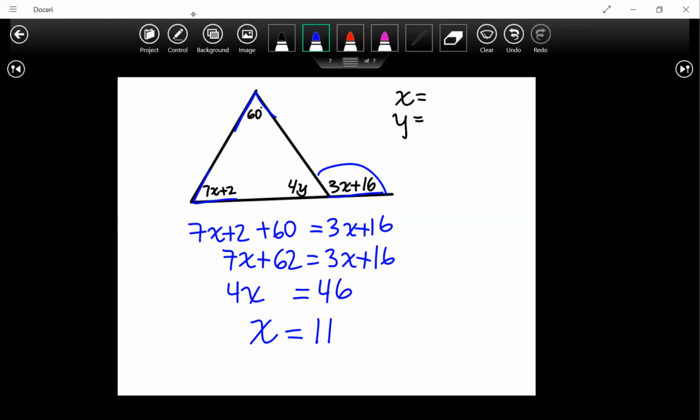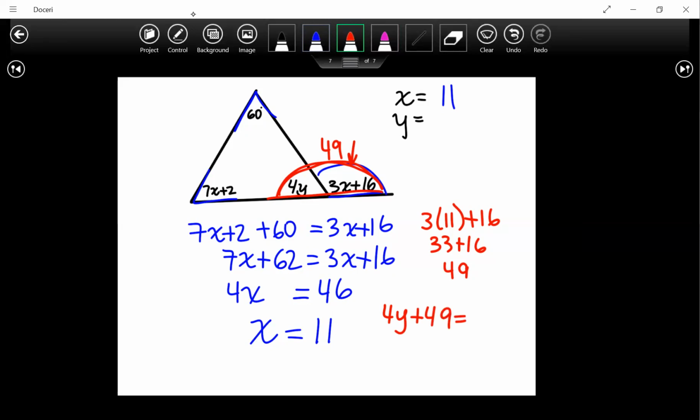So we found 11, but now we want to solve for y. What do I know about these two angles here? They add up to 180. So what we're going to do is plug this 11 into here. So 3 times 11 plus 16 is what? 33 plus 16, 49. So let's say this angle is 49. So 4y plus 49 is equal to 180, right? Because they're supplementary. So I plugged it in to get one variable.